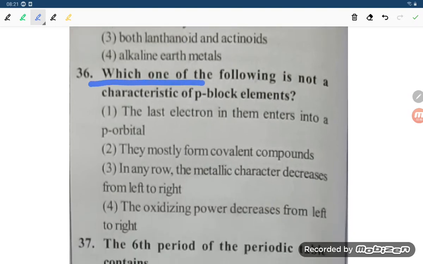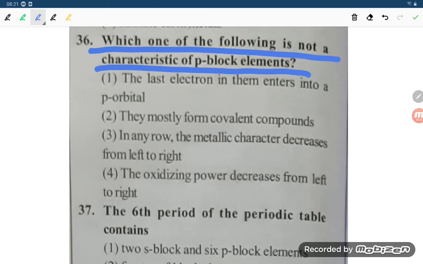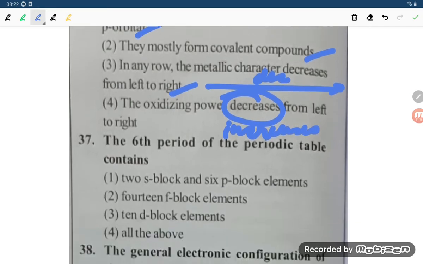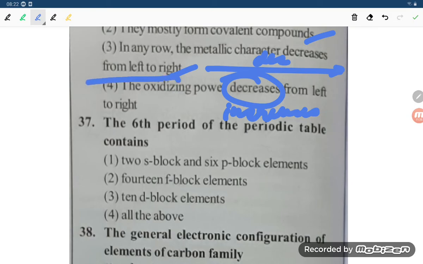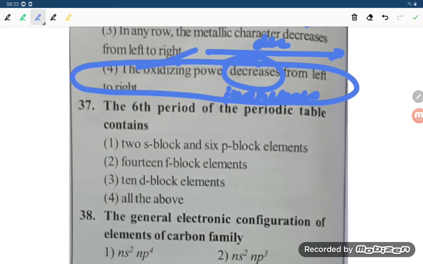Question number 36. Which one of the following is not a characteristic of p block elements? The last electron enters the p orbital, that is correct. They are mostly covalent, very good. Non-metals are mostly covalent. In any row, metallic character decreases from left to right and increases from right to left. The oxidizing power of non-metals always increases, and for metals it decreases. So the option we require is option number 4, because they are asking for the wrong statement: the oxidizing power decreases from left to right.